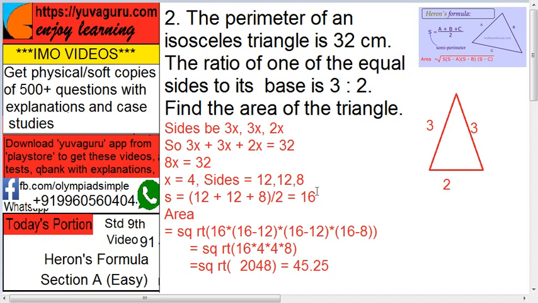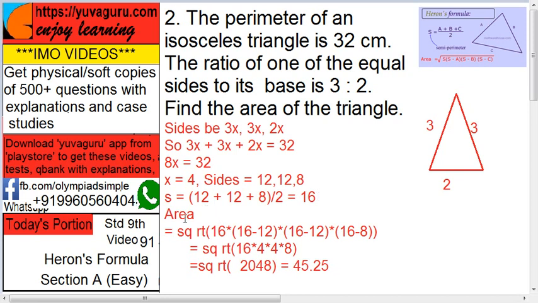Right? Now we come to Heron's formula because we want the area. What is Heron's formula? S equals, this is an imaginary figure we have to find out, half of the perimeter. So S equals a plus b plus c upon 2, means these sides total upon 2, perimeter upon 2 basically. So the perimeter is 32, you get S equals 16.